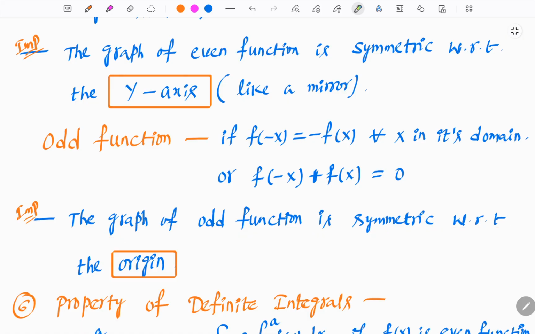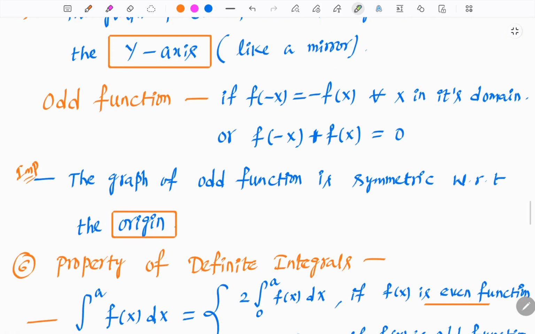The graph of an odd function is symmetric about which one? Is it the x-axis? No. Why? Because if an even function is symmetric about the y-axis, then that is guaranteed. No. Why? Because if you take an odd function, it should not be symmetric about it. It is always symmetric with respect to the origin. Clear? Origin. Clear students? It is also one important point.